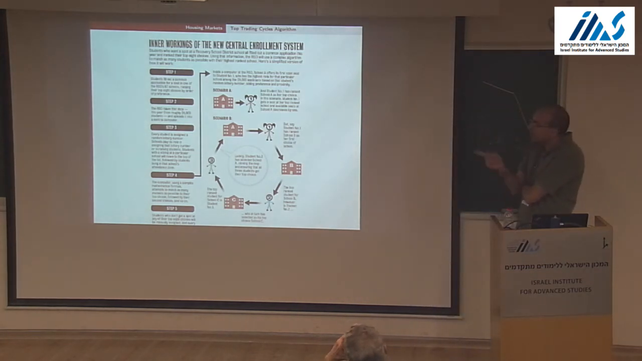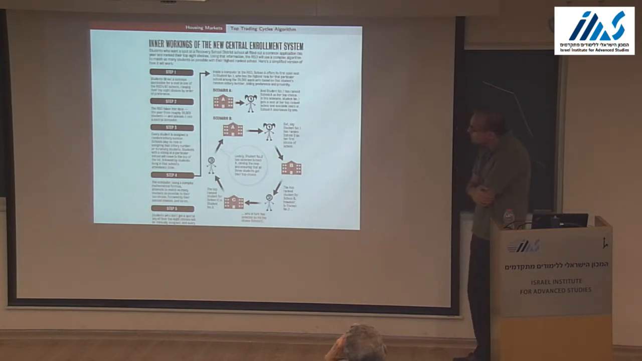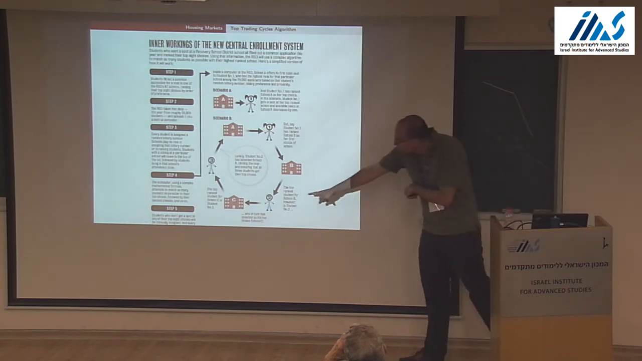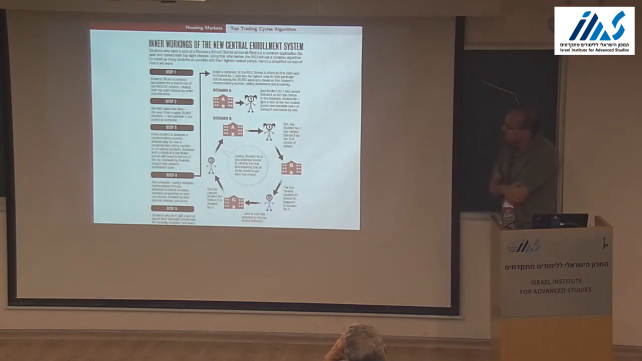School A is now pointing to student one, who points to school B, his top choice. B points to student two, who's got the highest priority at school B. Student two then goes on to point to school C. Student three is the highest priority student at school C. C points to student three. And we complete the cycle by student three pointing back to school A.